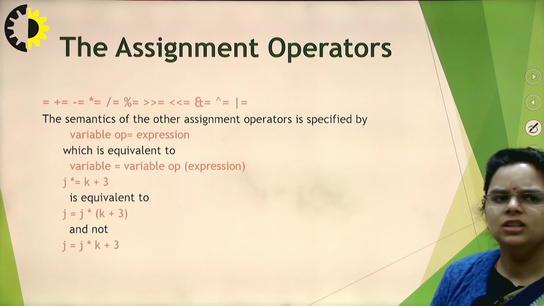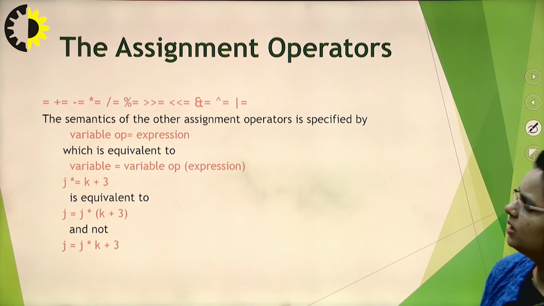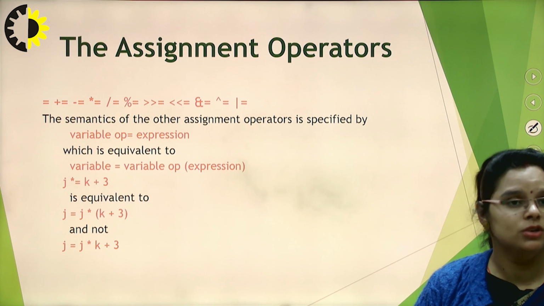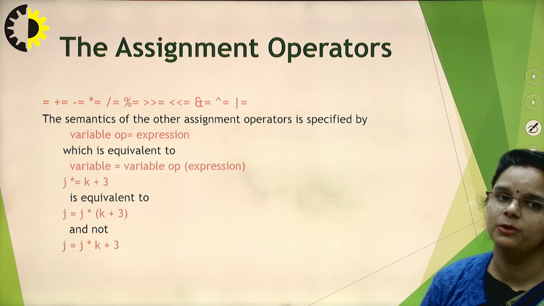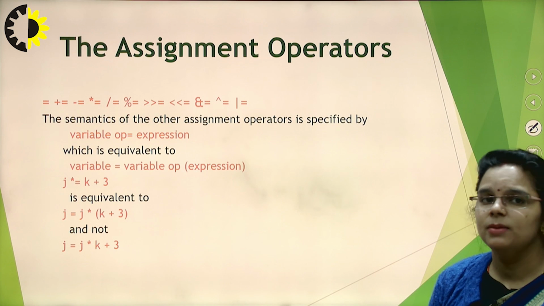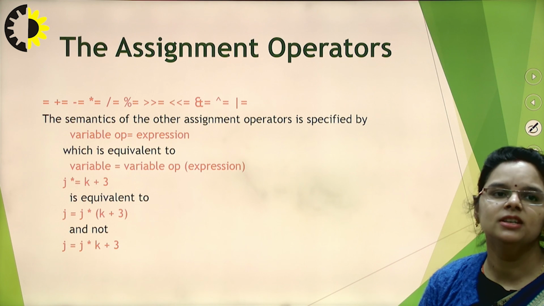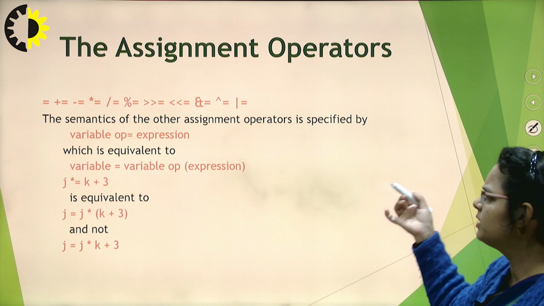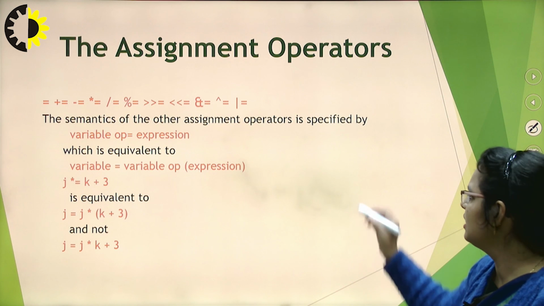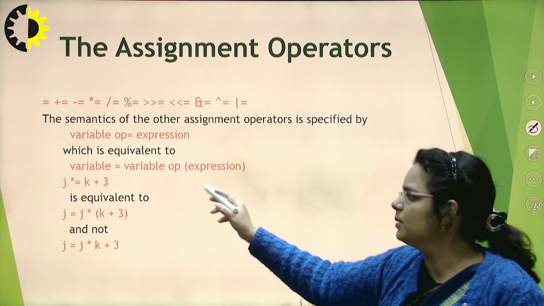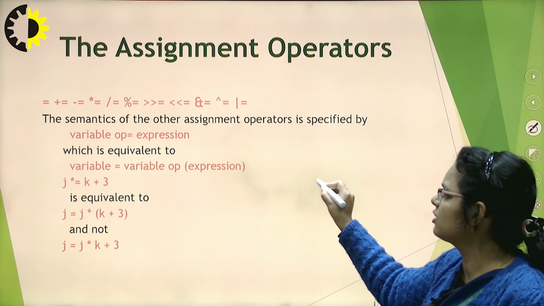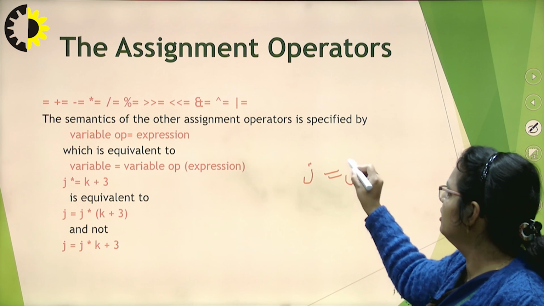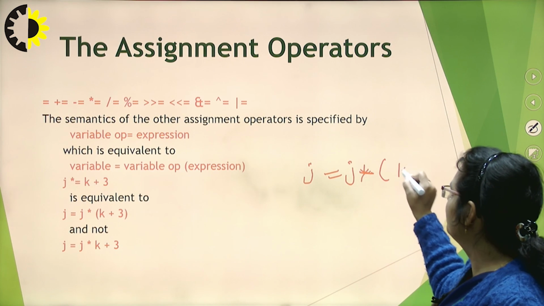These are all examples of assignment operators: equal to, plus equal to, minus equal to, multiplication equal to, division equal to, modulus equal to, left shift equal to, right shift equal to, binary and equal to, binary or equal to. The semantics of other assignment operators is simple. Variable operator equals expression, like j multiply equals k plus 3, is actually equal to j equals j into k plus 3.